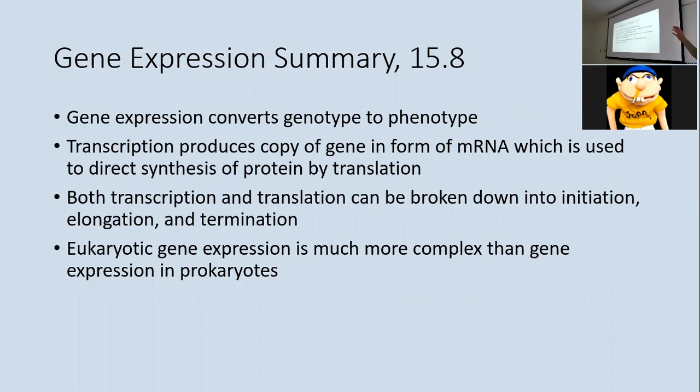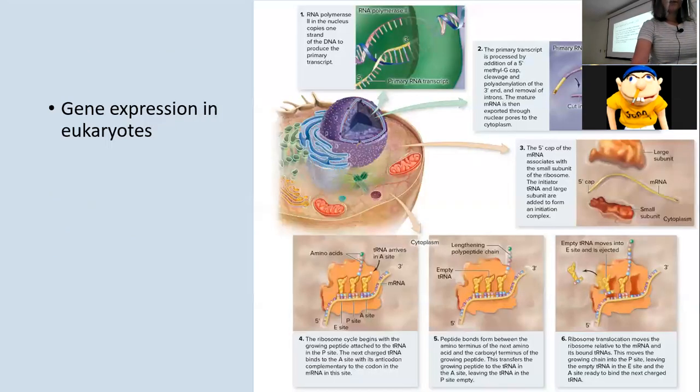So transcription, right, produces a copy of your DNA in mRNA form, which then directs synthesis of protein, right, by the process translation. Both transcription and translation, just like DNA synthesis, can be broken down into 3 stages: initiation, elongation, termination, and as one would expect, eukaryotic gene expression is more complex than what we see in prokaryotes. Right? So just kind of summarizing all of that.